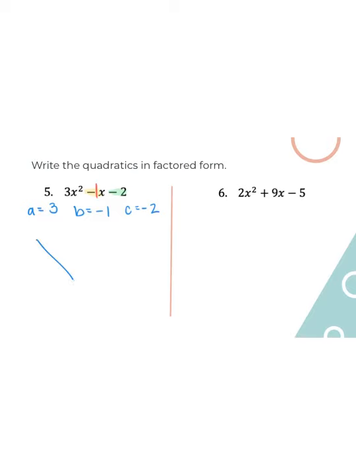Okay, now I'm going to set up my x. I'm going to multiply my A times my C. And those go on top. So 3 times negative 2 is going to give me a negative 6. And then I'm going to find my B bottom, which is a negative 1.